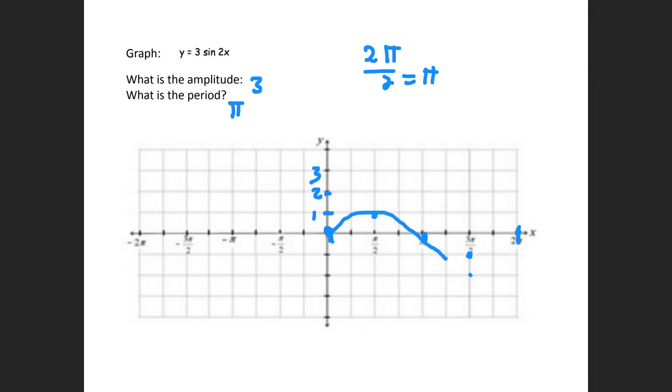I'm going down too far. Boom, right there. That's my sine graph. Now I'm going to graph this one. So now my period is pi.